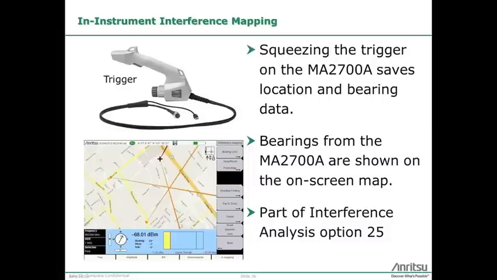Here's a closer picture of the interference hunter. You can see a trigger on the handle. You squeeze that, quick squeeze, and it will save the location and bearing data on the on-screen map. You can see the crossed lines, the orange-colored lines. Those are the bearings. So take measurements over a wide range of locations, and unless you've been seriously fooled by multipath, you'll get crossed bearings and be able to get a good position estimate and continue the process that Eric talked about.